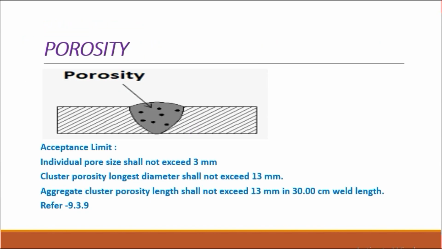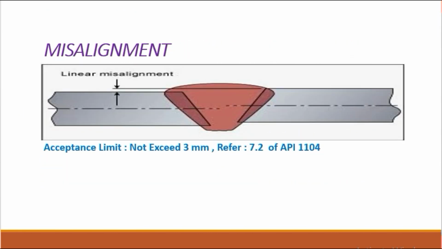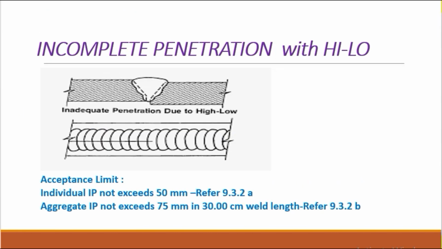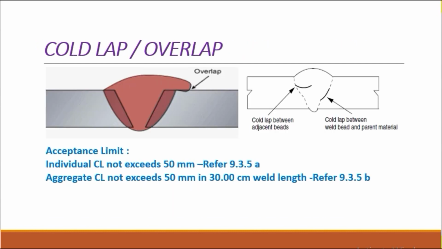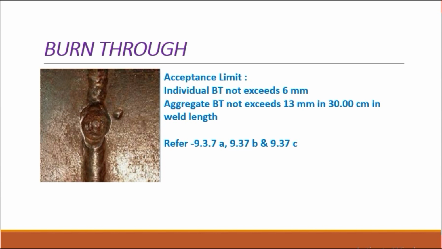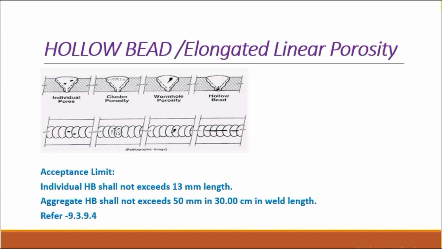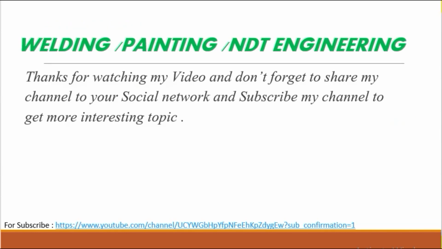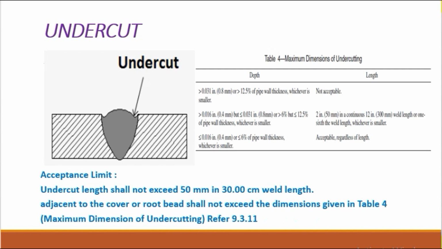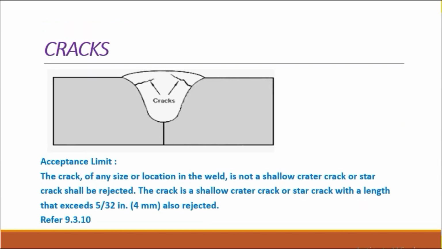So this is from the beginning: misalignment, then incomplete penetration, incomplete penetration with halo and without halo, incomplete fusion, cold lap, overlap, internal concavity. All these acceptance limits are as per API 1104. I think everybody should understand these acceptance limits, and you can check them in API 1104, where every clause number is mentioned. It is the easiest way to check the acceptance limits of API 1104.